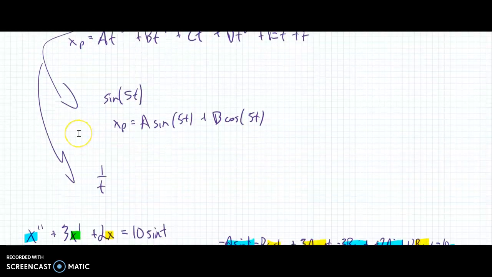So let's do one together here. X double prime plus 3x prime plus 2x, so notice this is a plus now, not a minus, equals 10 sine of t. This one could actually be modeling a spring, a mass of 1, a damper coefficient of 3, and a k value of 2. And what I'm going to do is apply this oscillating function to it. Imagine a force being applied that goes back and forth, and back and forth, and back and forth.